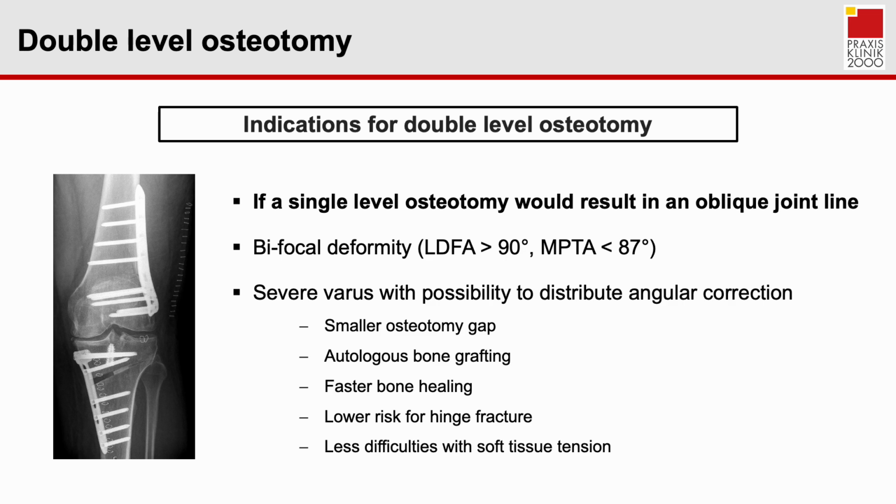You have smaller osteotomy gaps and you can perform bone grafting from the distal femur to the proximal tibia, which leads to faster bone healing. You have a lower risk for hinge fractures and you have less difficulties with soft tissue tension.